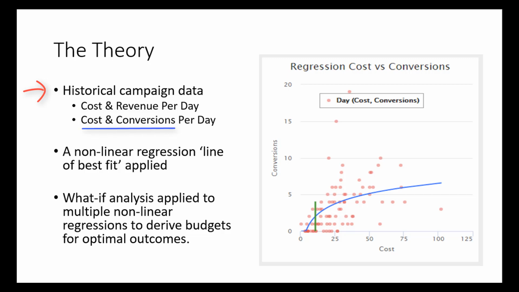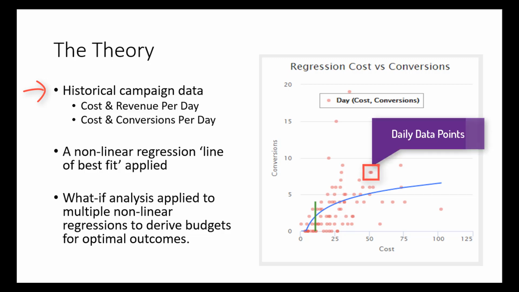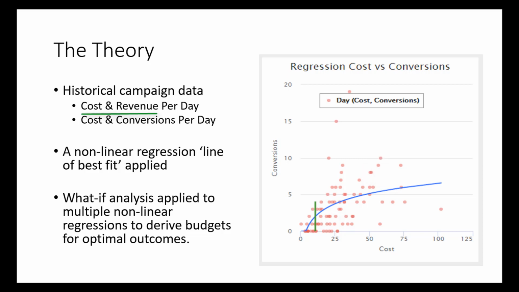So it uses those data points per day. So you can either upload your cost and revenue data per day or your cost and conversion data per day. If you upload your revenue data, you're looking to maximize your ROI, and if you upload your conversion data, you're looking to minimize your CPA. So we take that historical campaign data.